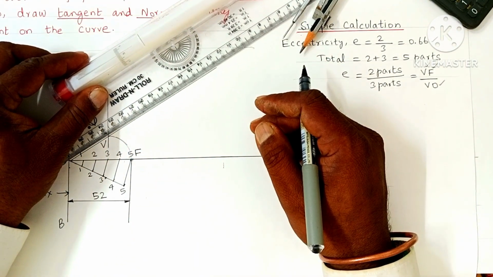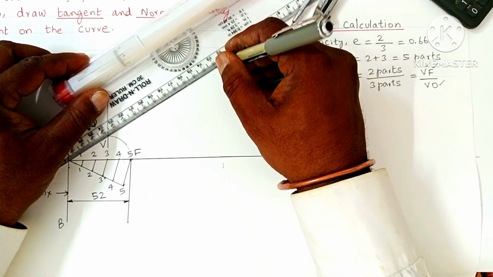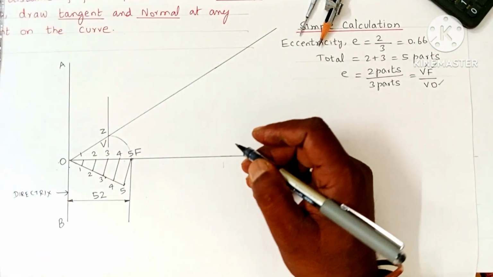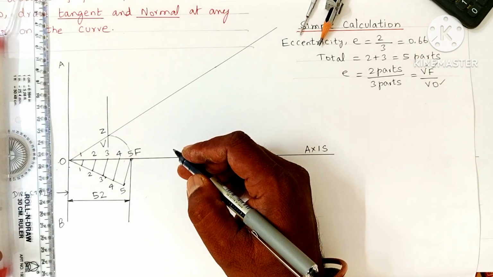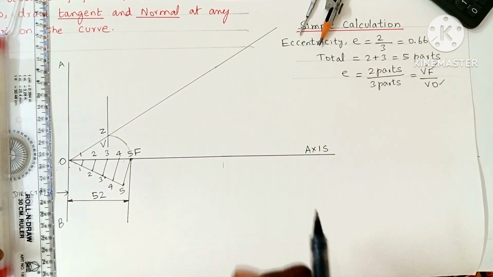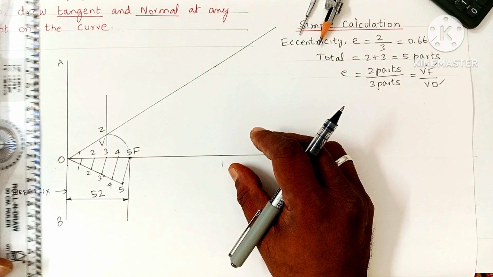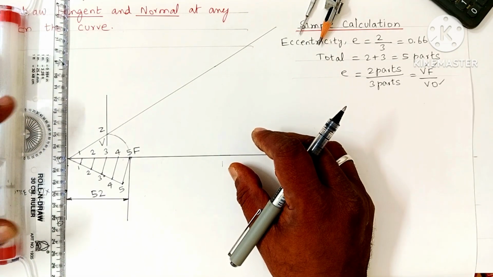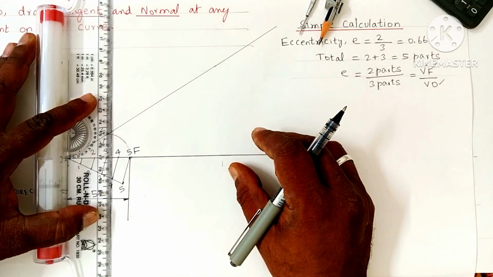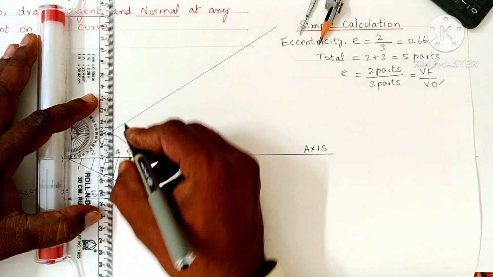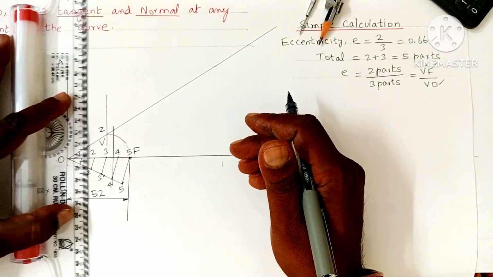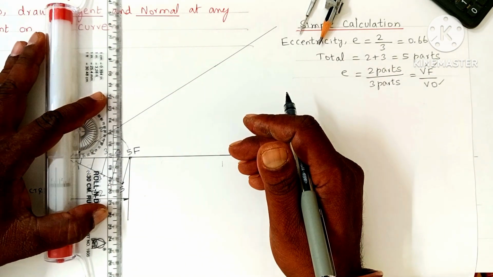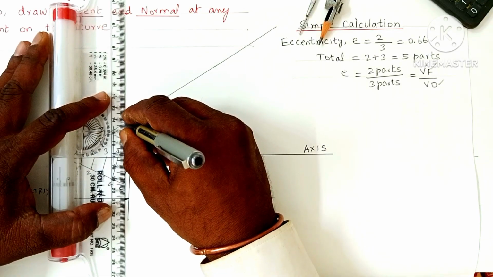All this work shall be carried out using a 2H pencil, as construction lines. The final curve is to be drawn using an H or HB pencil, so it appears dark. Now the next step is to draw several vertical lines parallel to the directrix. This is the directrix. Parallel to it, move your scale. These lines can be drawn anywhere. Between 3 and 4, I draw the first vertical line. Second vertical line, let me draw it between 4 and 5.